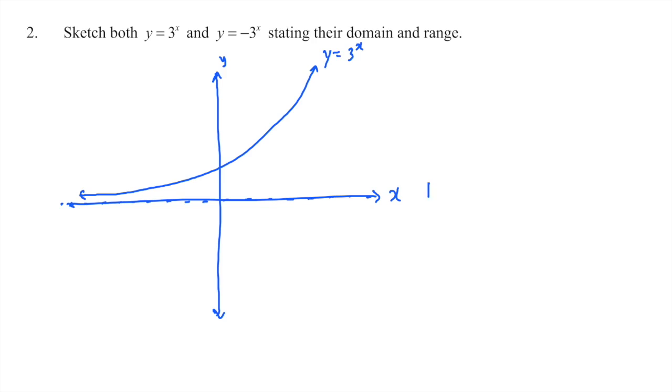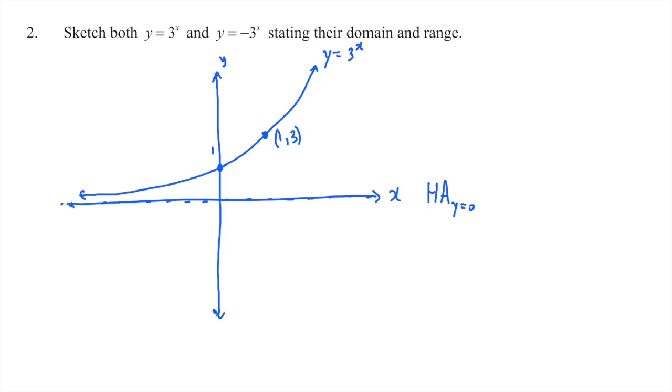I have a horizontal asymptote. That is the line y equals 0. I'm going through at 1, and we said that was the point (1, 3). You must have the y-intercept shown and at least one other point to give it a sense of its shape.